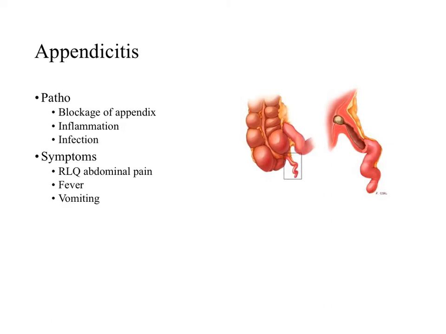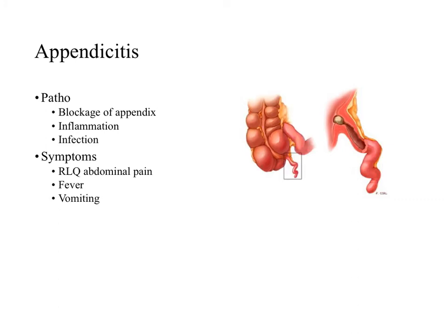The word appendix means sort of extra stuff. So when it was first identified, people didn't know what it was for. We have since learned that it has a lot of lymph tissue in it, kind of like your tonsils. So we don't want to take it out if we don't have to, but kind of like your tonsils, it's not necessary for life. So we can take it out and you're fine without it.